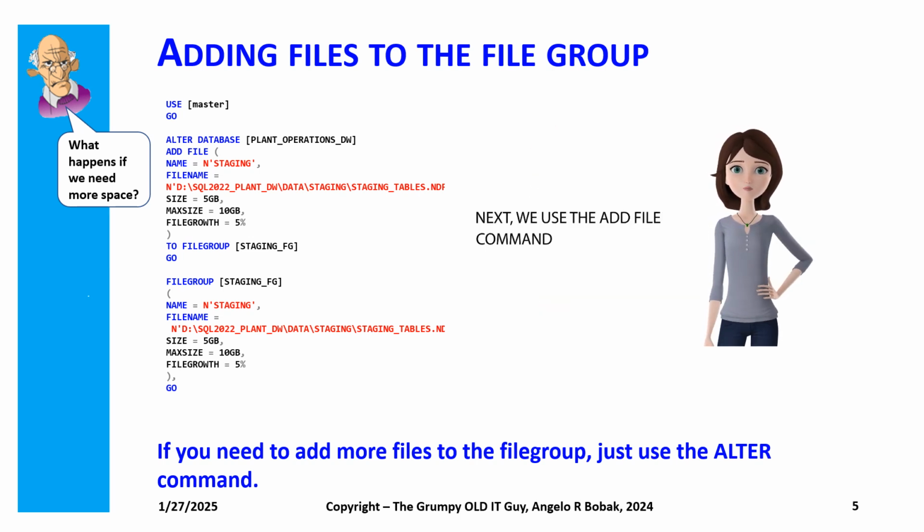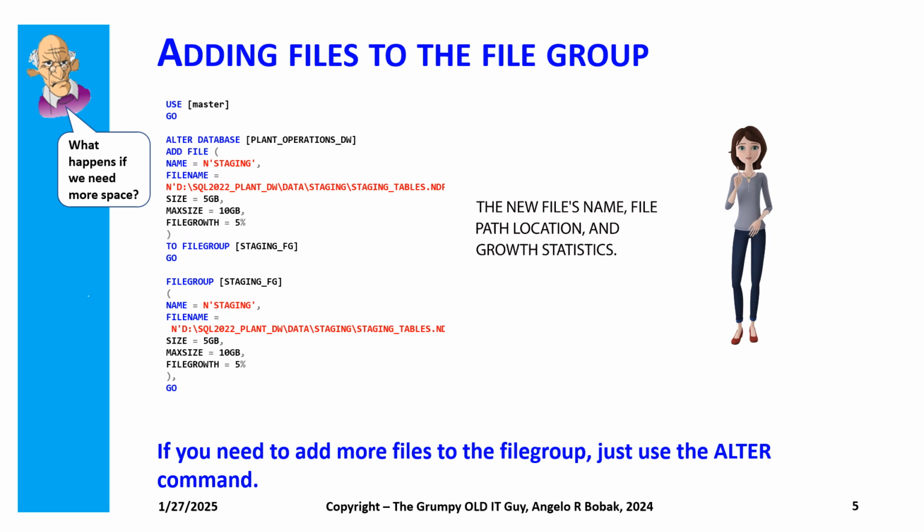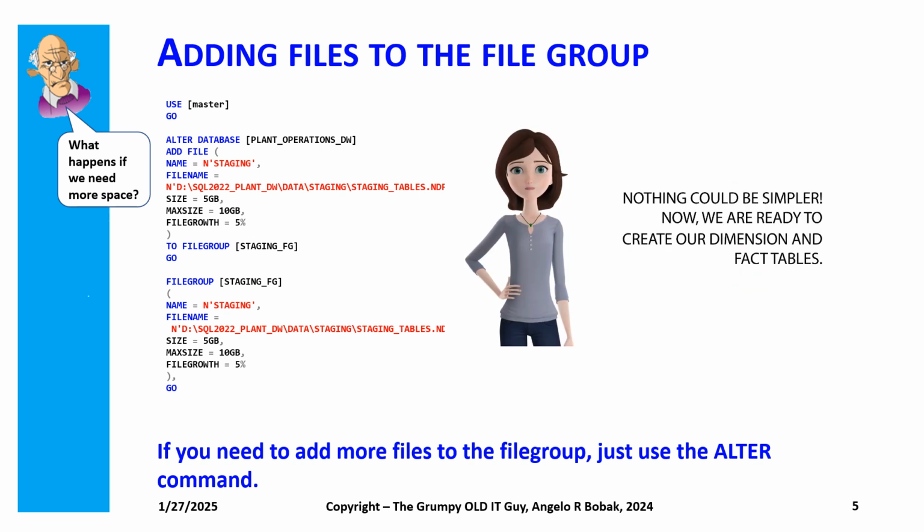Next, we use the add file command and supply it with the same parameters we used in the create database command to specify the new file's name, file path location, and grow statistic. Nothing could be simpler. Now we are ready to create our dimension and fact table.